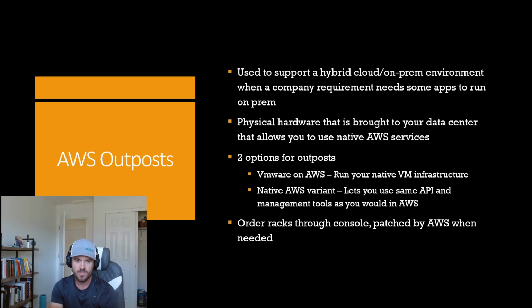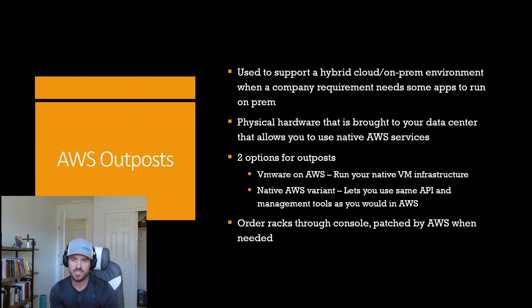Okay. AWS Outposts is a relatively new service, but it's used to support a hybrid environment, which again, that's just a combination of cloud and on-premise resources. And it's basically a piece of physical hardware that AWS delivers and sets up for you in your data center that allows you to use native AWS services. And of course, this could communicate with the cloud as well.